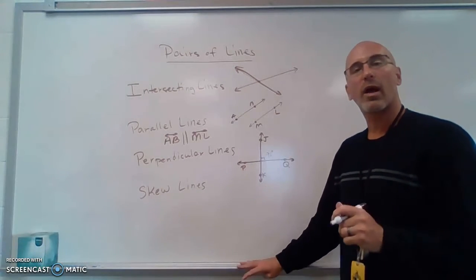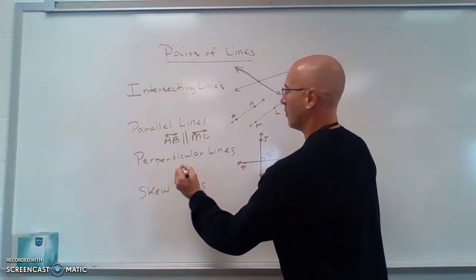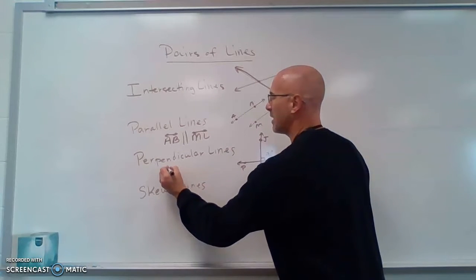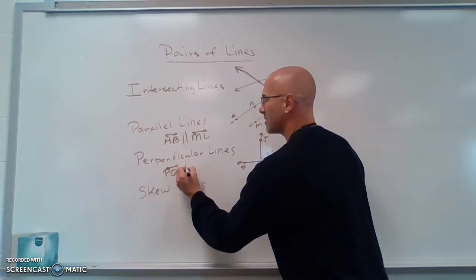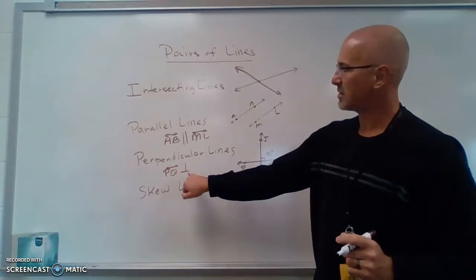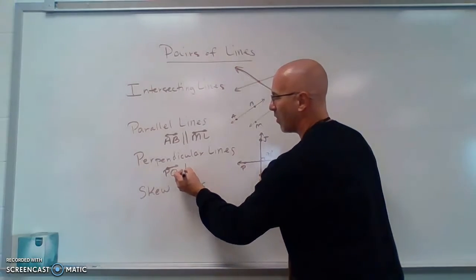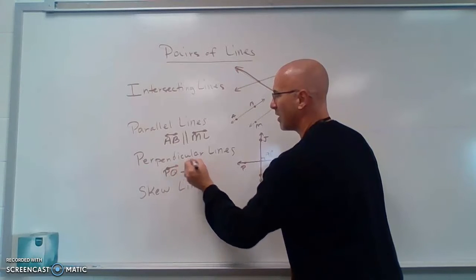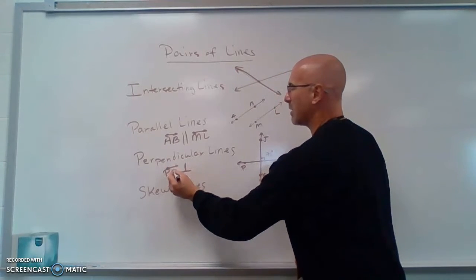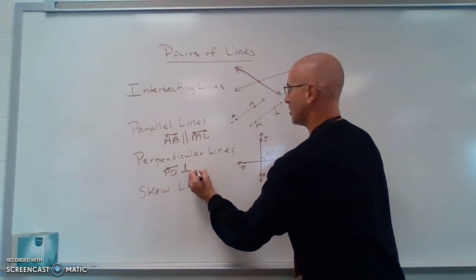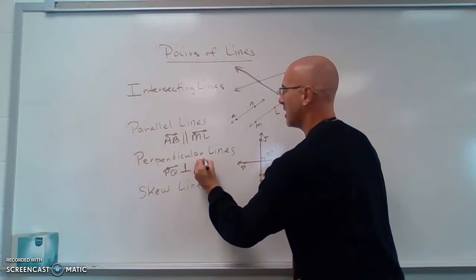So here's how we would write if two lines are perpendicular. We would say that line PQ is perpendicular. That's kind of a weird little symbol. It's a horizontal line with a vertical line. So line PQ is perpendicular to line JK.